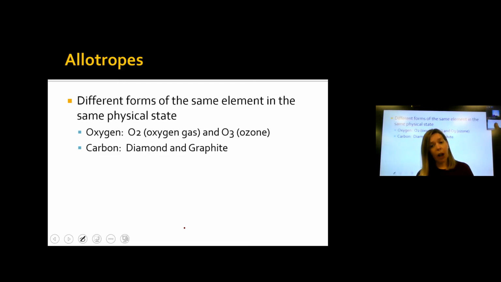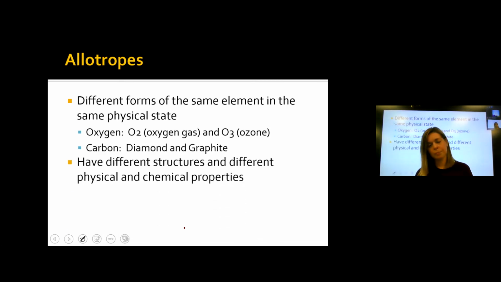Same thing with diamond and graphite. Graphite is your pencil lead. Diamond, we know what diamond is. Clearly, they are very different. So they do share in common that they are composed of carbon and that they are both solids, but that's where your similarities end. They will have very different physical and chemical properties because they are bonded together differently. And again, we'll talk more about their structures when we do bonding in a little bit.